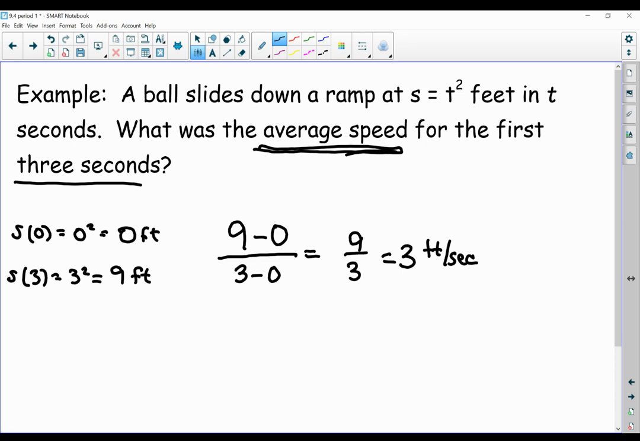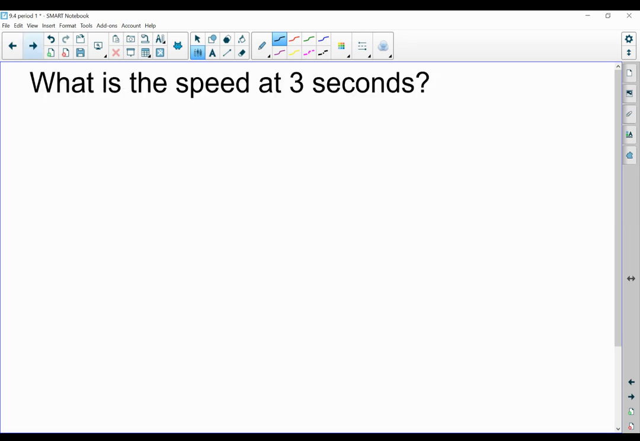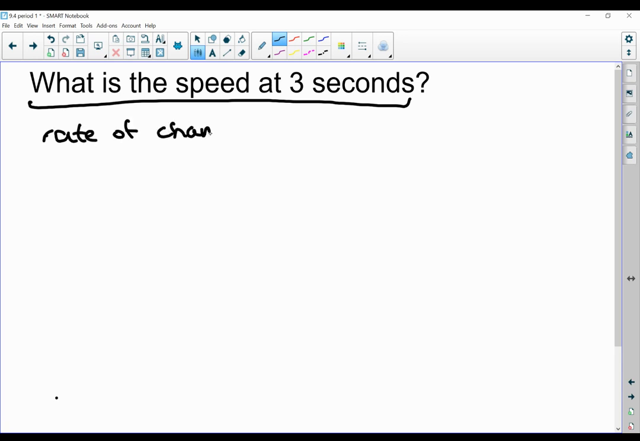I've done that before, but where does the idea of a limit come? Well, in small world, we looked at the question, what is the speed at 3 seconds? So in other words, what is the rate of change at 3 seconds? So I'm going to write rate of change at t equals 3 seconds. Now I'm going to show you what's wrong with this idea. That's basically saying, like, from 3 to 3, how fast was the ball moving?